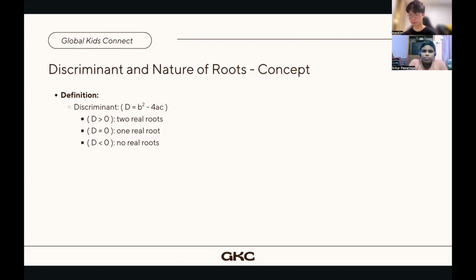For that quadratic function, if the discriminant, or capital D, is greater than zero, so a positive value, then we have two real roots. However, if D is equal to zero, we only get one real root. And in cases where D is less than zero, there are no real roots.